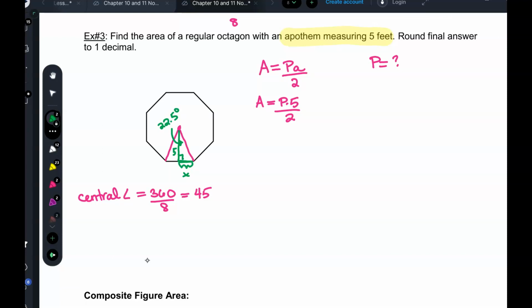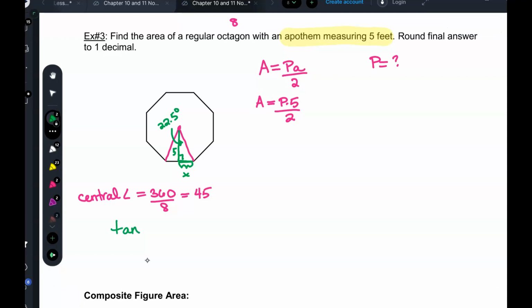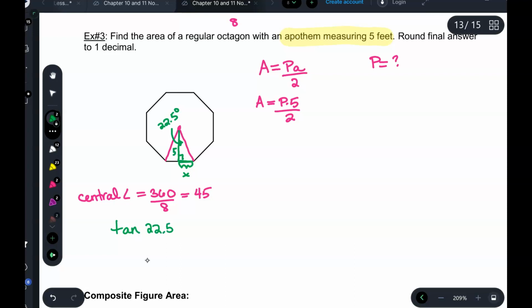Are we using sine, cosine, or tangent? Tangent. It says opposite and adjacent: TOA. Is it always going to be tangent? I don't want to say always. Unless you give us the radius. So x over 5.